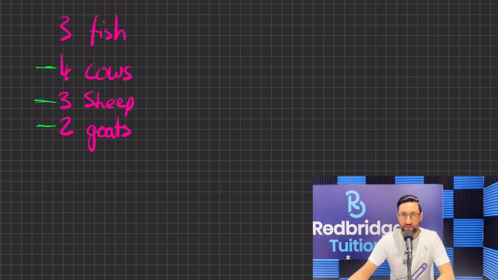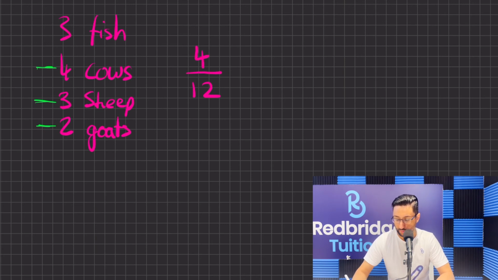So first, obviously, to find the fraction, we need to find out what the total number of animals is in order to get our denominator. So we have got 3 fish and 4 cows, which equals 7, 3 sheep, which is a total of 10 animals altogether, and 2 goats, which is a total of 12. So our denominator would be 12. We've got 4 cows, which we're going to put the 4 up here. We have 3 sheep out of a possible 12 animals, and 2 goats out of a possible 12 animals.